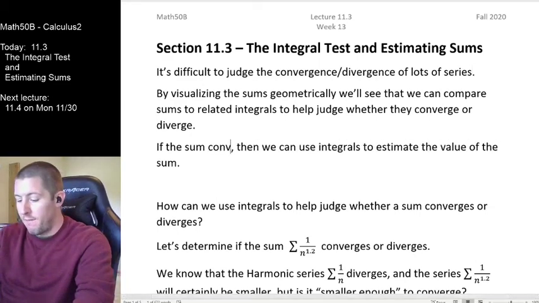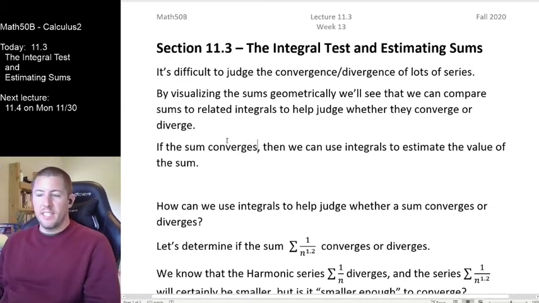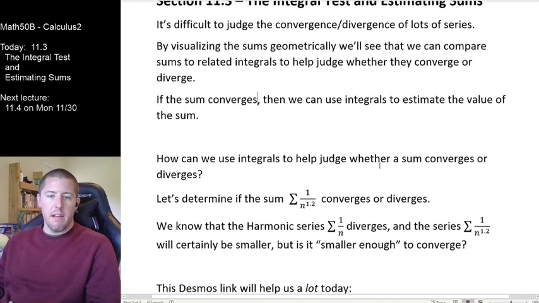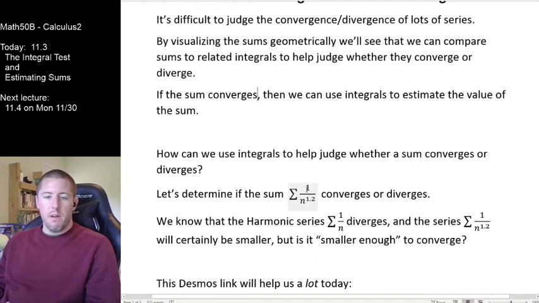Then, even further, if the sum converges, then we can use integrals to estimate the value of that sum. So what we want to look at is how we can use integrals to help us determine whether a series is going to converge or diverge. For our first example today, we would like to determine if the series of 1 over n to the 1.2 will converge or diverge.